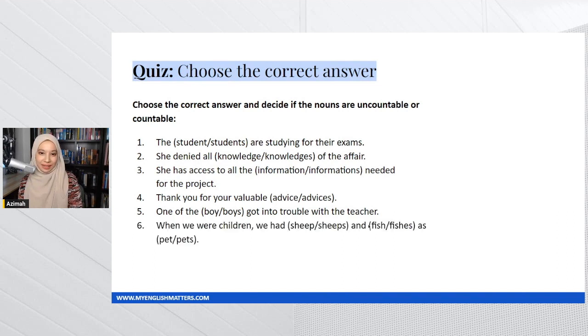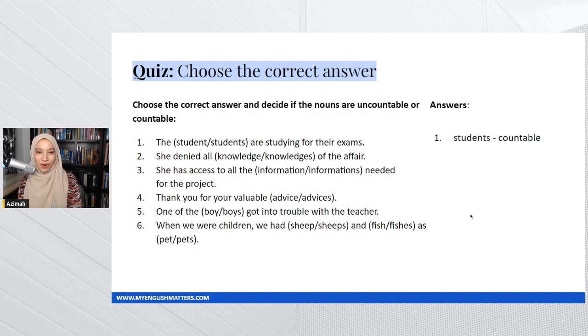And number 6, when we were children, we had sheep or sheeps and fish or fishes as pet or pets. Quite a lot there for number 6. Okay, thank you so much, you guys, for answering. All right, now let me reveal the answers.